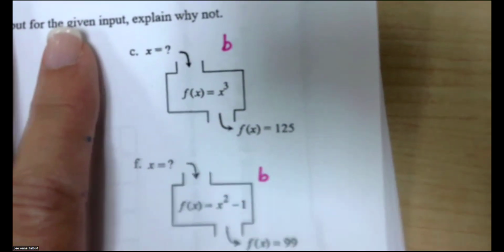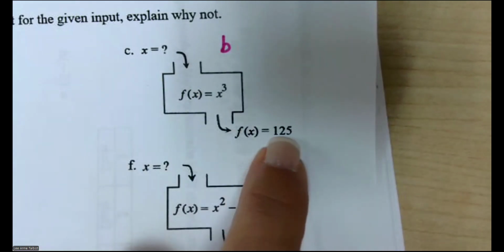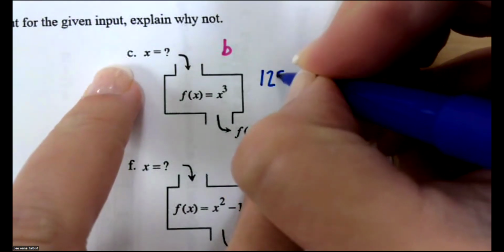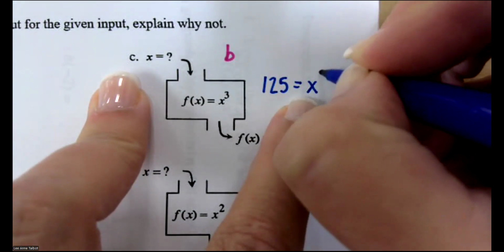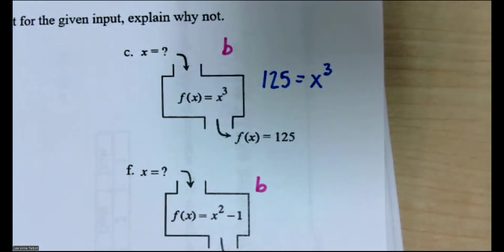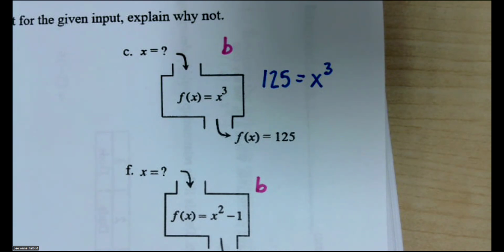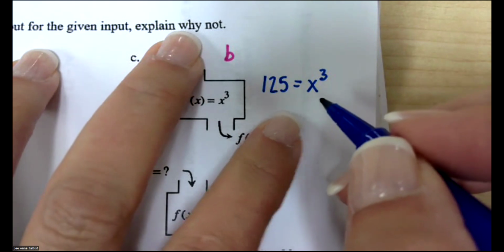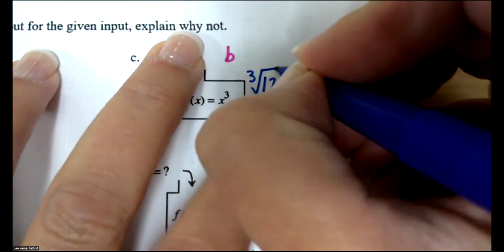Okay, B. Backward function machine. So I'm going to take the 125 and put it on the other side of the equals. And what is this problem saying? It's what number times itself is 125. 5. Yep. Okay. This is how we show it in algebra. So we say, how do you undo a cubed? Cube root.